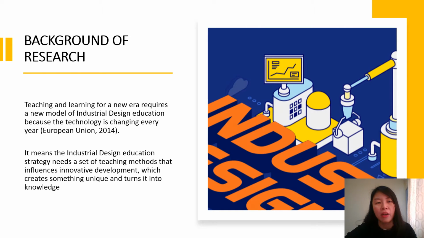What's the background of this research? Teaching and learning for a new era requires a new model of industrial design education because technology is changing every year. This is mentioned by the European Union. So it means industrial design education strategy needs a set of teaching methods that influence innovative development, which creates something unique and turns it into knowledge.